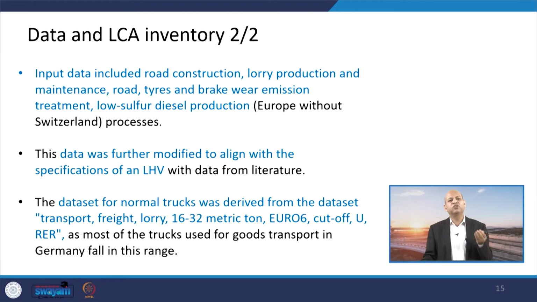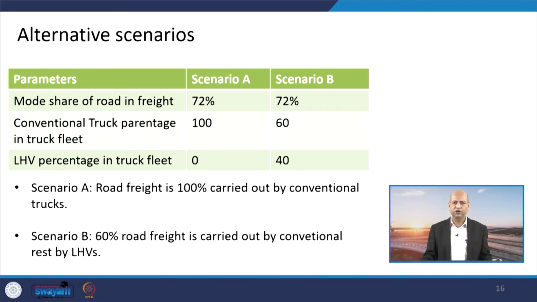The data set for normal trucks was derived from the data set transport, freight, lorry, 16 to 32 metric ton, Euro 6, cutoff, U. So, these are the specifications of the data which have been used. That way you can always see this is a completely transparent study, and you can compare, or rather rerun it, on the basis of these particular input data.